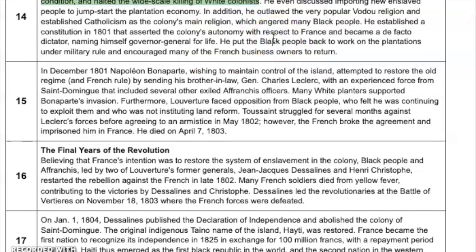He even discussed importing new enslaved people to jumpstart the plantation economy. We're also going to put that in green.